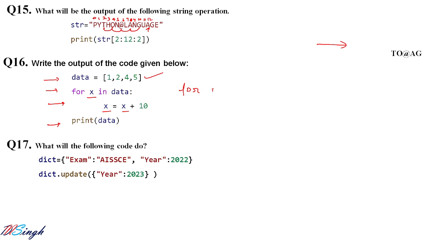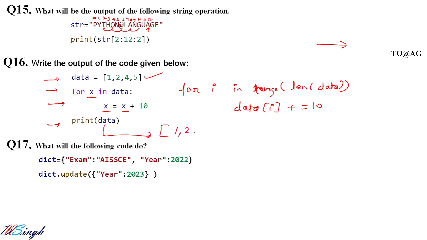If you are using something like this, for I in range len of data, then you need to do data of I plus equal to 10, then your list element will be updated. So what is data going to print? Data is going to print the list as it is, 1 2 4 5. That is not going to affect your list.